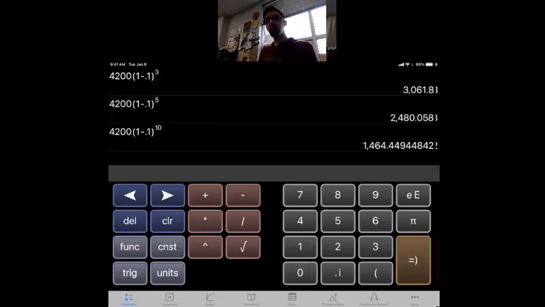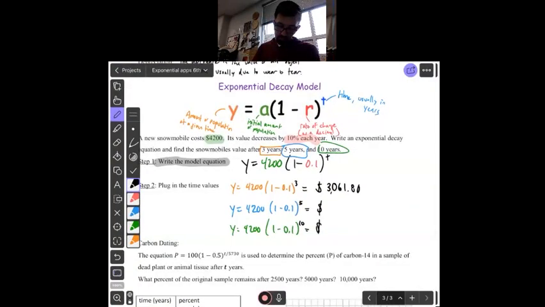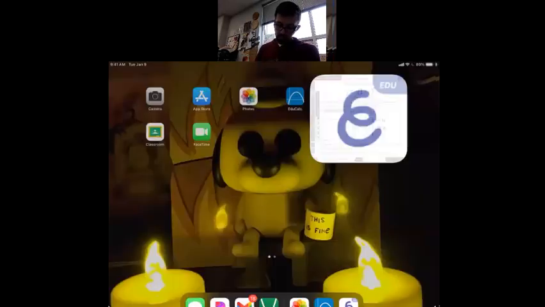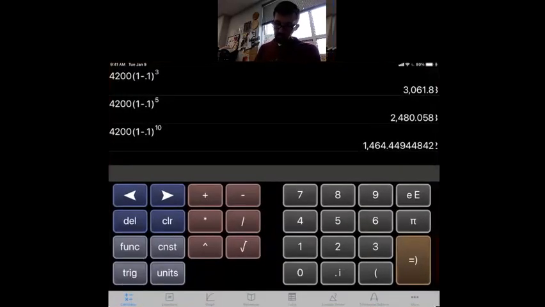So $2,480 and then 6 cents with appropriate rounding. $2,480.06. And $1,464.45 with appropriate rounding. $1,464.45.